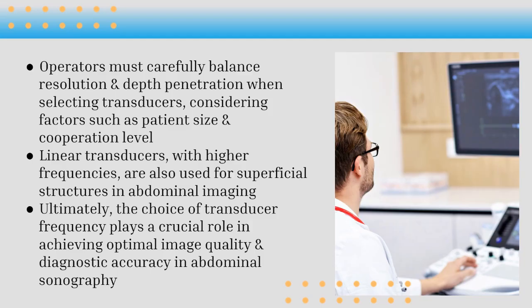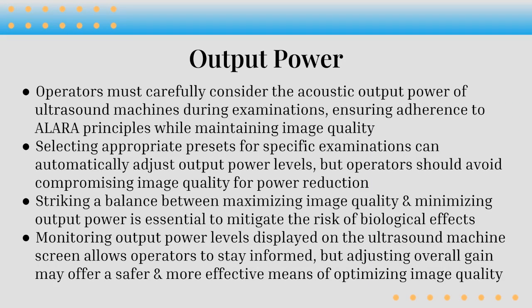Operators must carefully balance resolution and depth penetration when selecting transducers, considering factors such as patient size and cooperation level. Linear transducers with higher frequencies are also used for superficial structures in abdominal imaging. Ultimately, the choice of transducer frequency plays a crucial role in achieving optimal image quality and diagnostic accuracy in abdominal sonography.